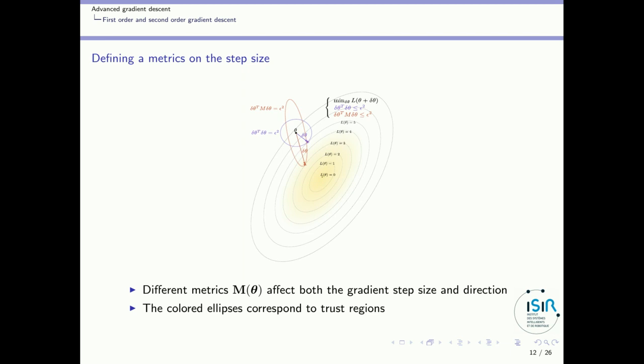Okay. So the idea is that different metrics M of theta will affect the gradient step size. Okay, that size is much larger than this one, but also the direction. Here we are going in this direction. Here we are going in that direction. Okay, so the colored ellipses that you could get using different M of theta correspond to different trust regions.